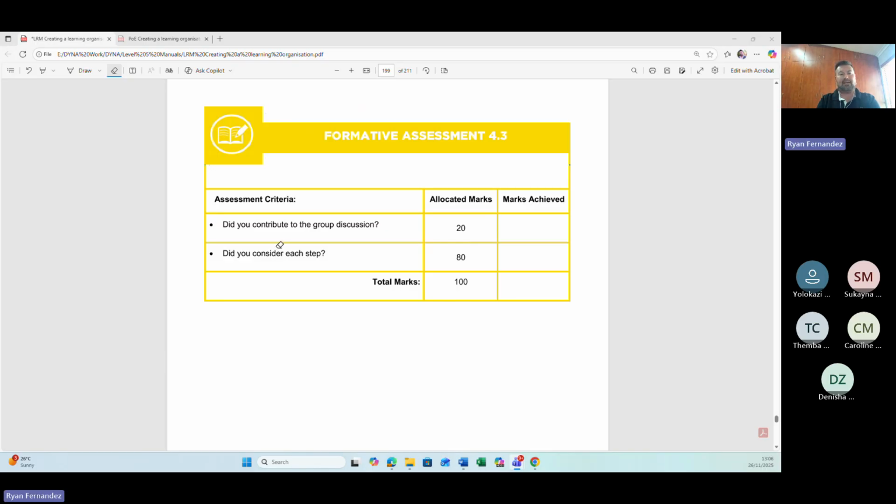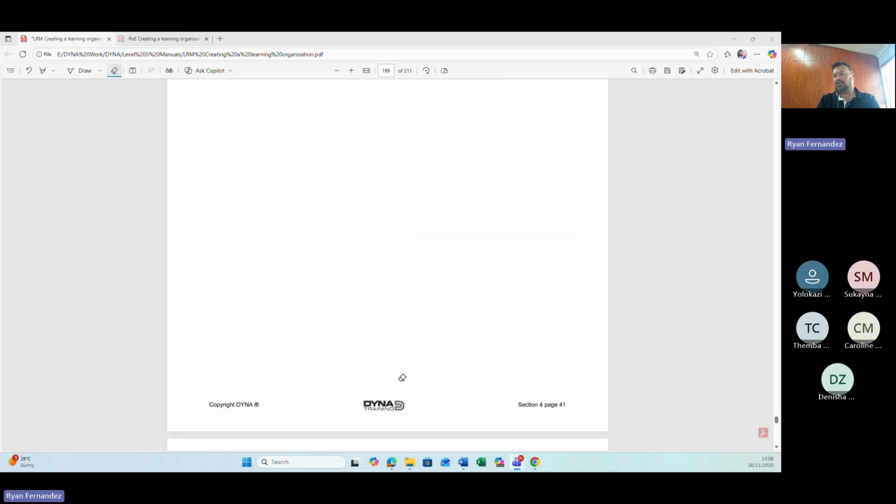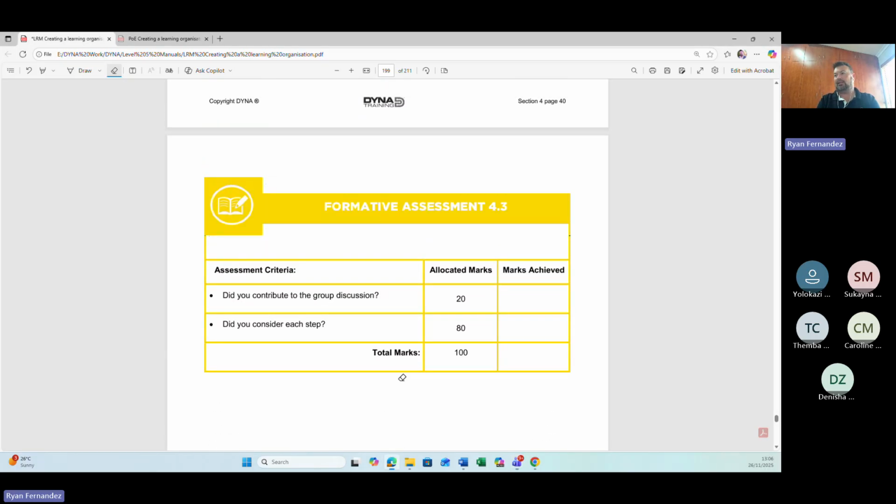All right, so as you guys know, end of the formative, which is on section 4, page 41. Please mark yourself according to the two criteria, add those up, give yourself a score out of 100.